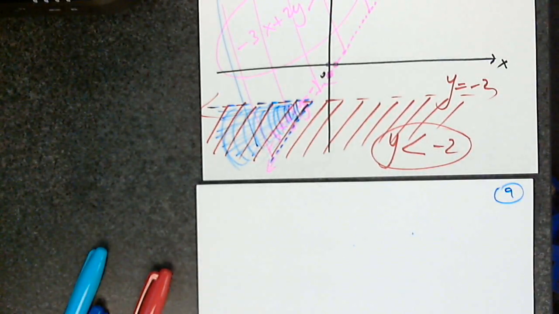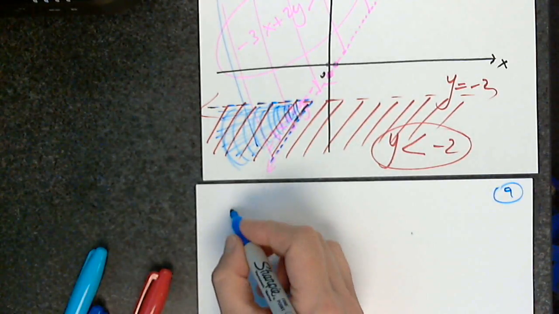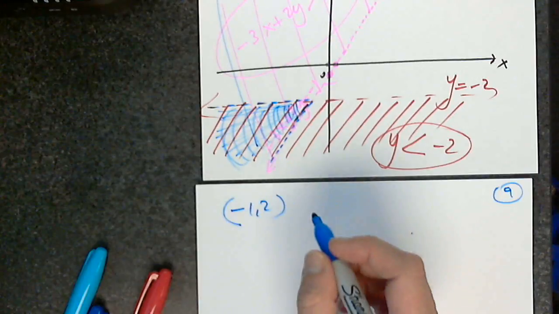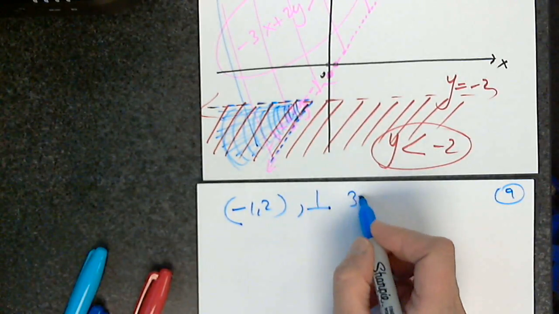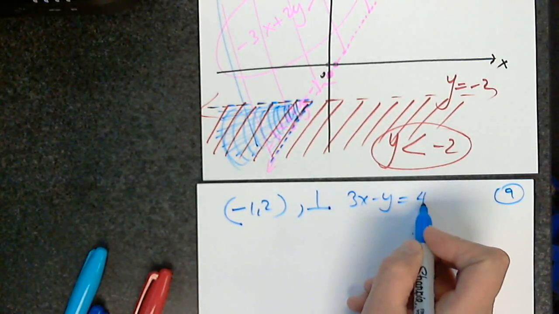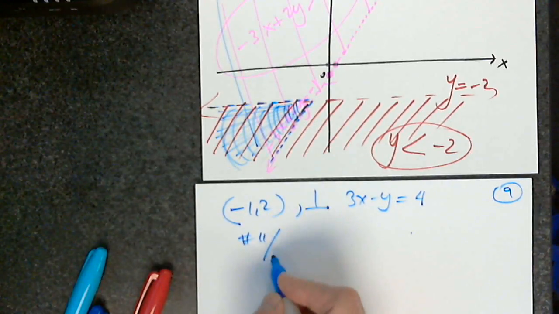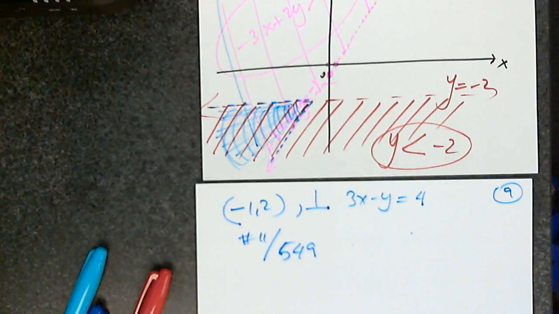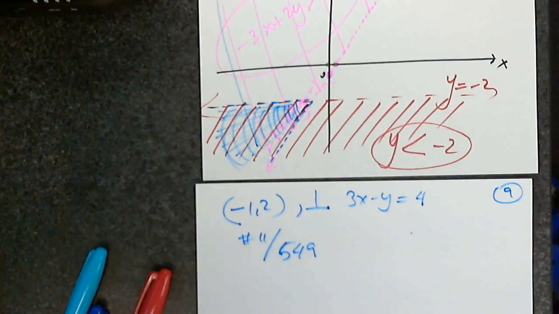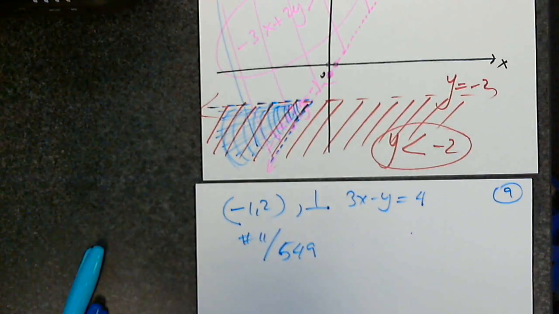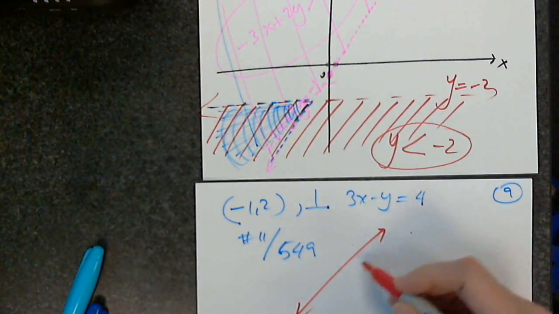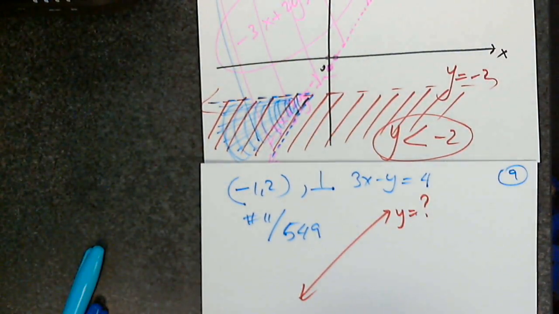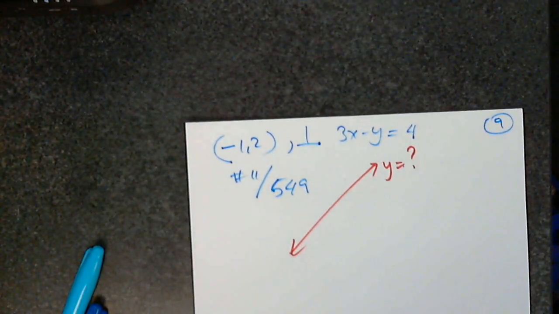So let me look at a problem here. We're given a point (-1, 2), and a line perpendicular to 3x - y = 4. So this is problem 11 on page 549. We're asked to find the equation of a line knowing 2 things about it. So this is the line I don't have, but I know 2 things about it. And what are those 2 things?